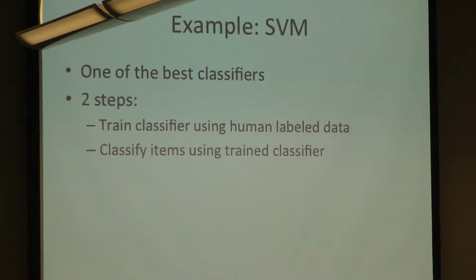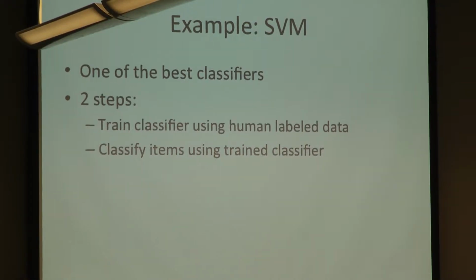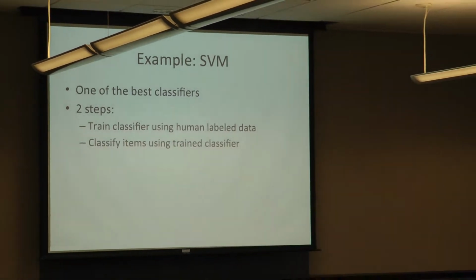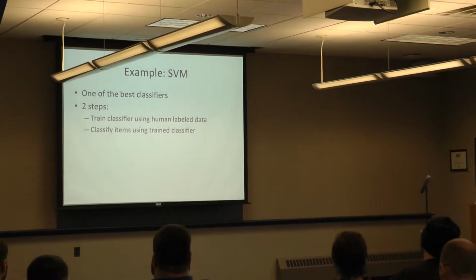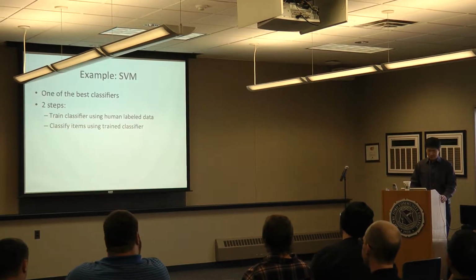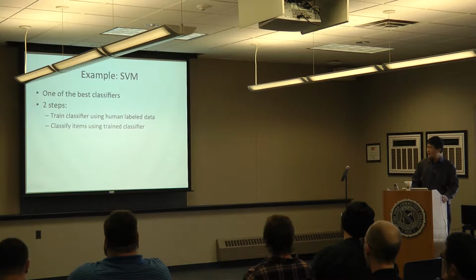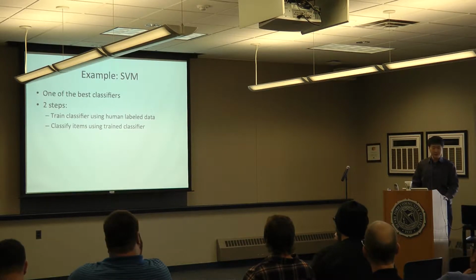Basically, to use this algorithm, it has to go through 2 steps. The first step is that you have to train the classifier using human-labeled data. You have to have real people label some political articles as conservative and liberal. And then you use these labeled articles to train a program so that the program will understand how to classify new articles into conservative and liberal. The next step is that you classify new articles using the trained classifier. So it's a two-step process.